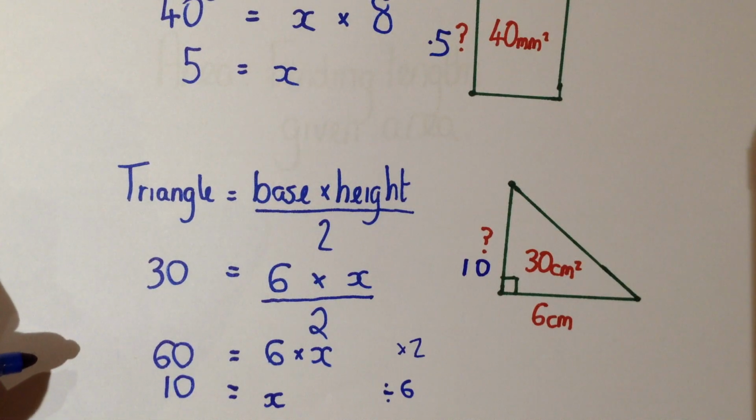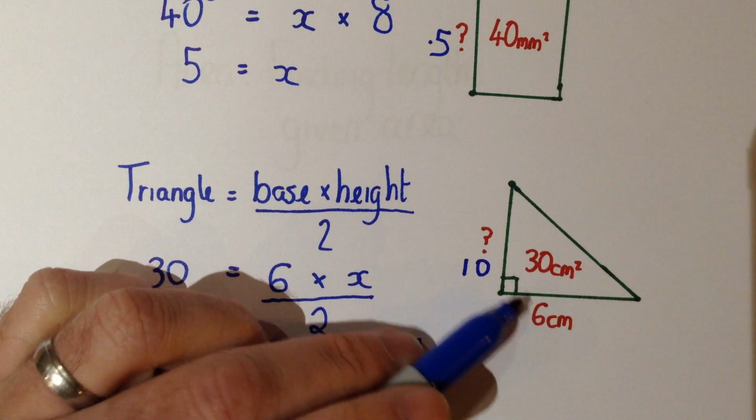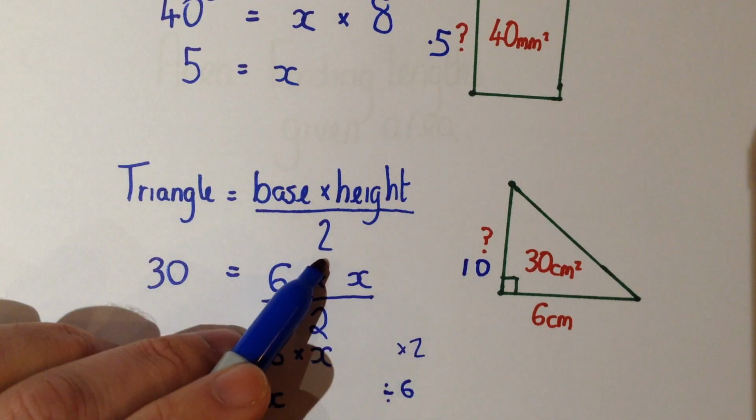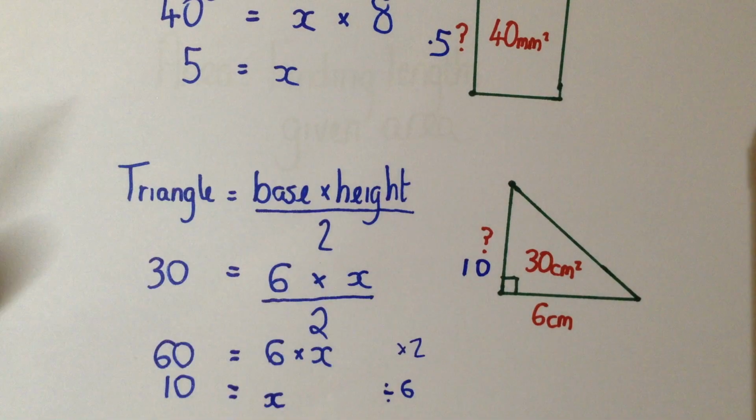Again, a good idea to check. To find the area of a triangle, we do base times height, so 6 times 10 is 60. Divide it by 2, which is 30, which is the area we were given.